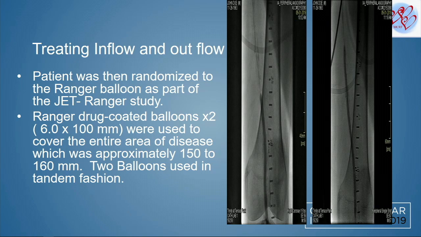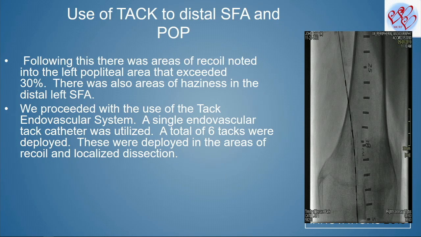So he gets a DCB balloon. We used 2 balloons, 6x100 over the distal POP region. You can see that in the images here in tandem fashion. Unfortunately, after the DCB, we noted some recoil at the distal SFA and distal popliteal. I don't have images for that.